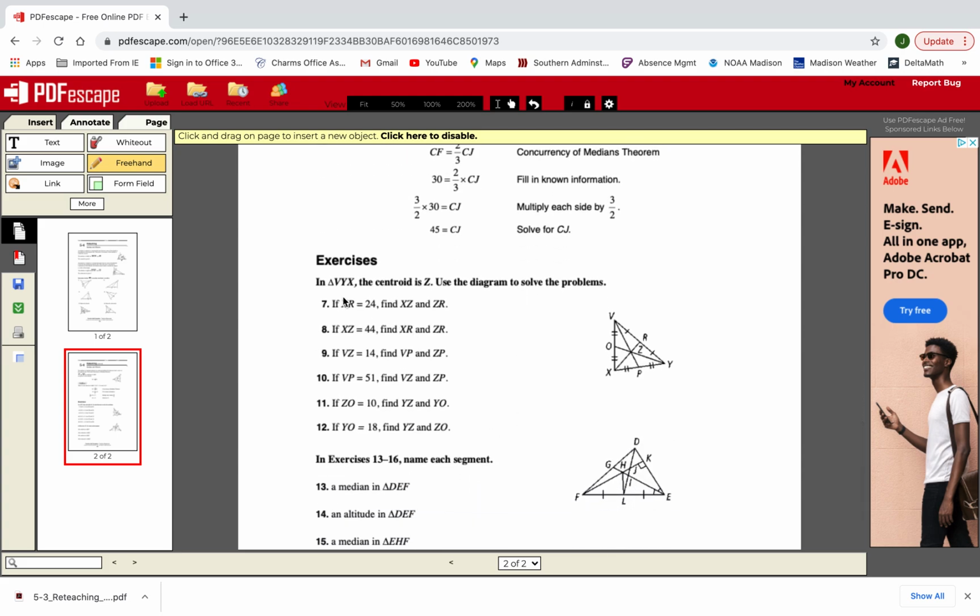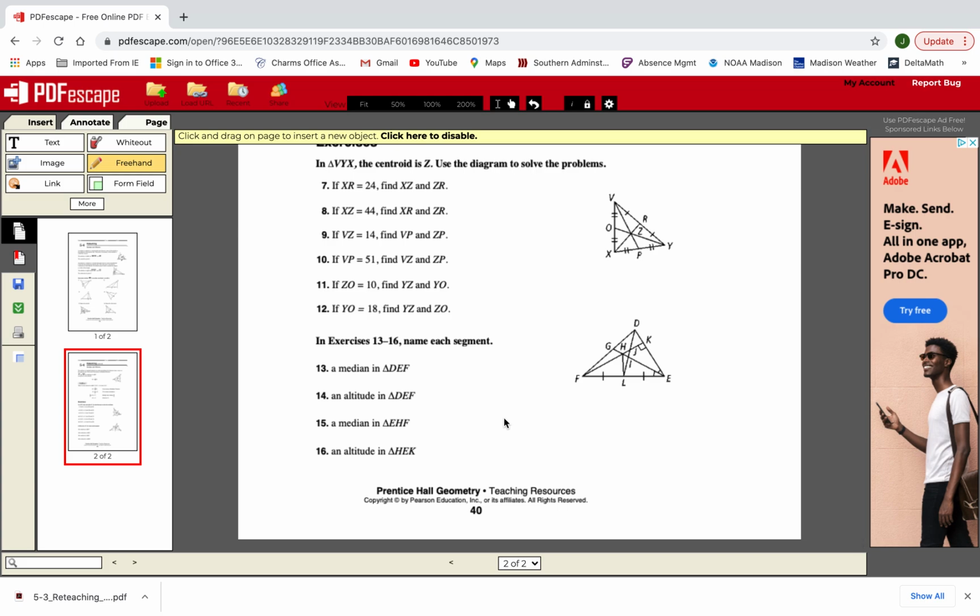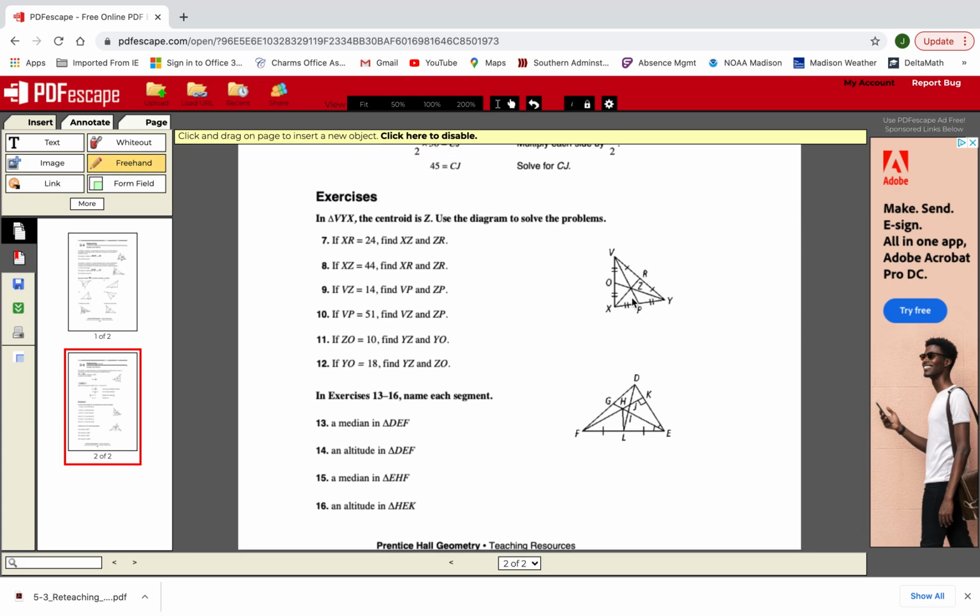All right. So 7 through 12 here, and I do believe when I made these foldables for class, I made multiple versions of this figure because you're going to need to be labeling them over and over again. All right, so 7 says if XR is 24. Well, we can see the entire thing here is 24. So if we split that into 3 pieces, XZ is 2 of those pieces, and ZR is the other one, because XZ is the long piece, ZR is the short piece, okay?